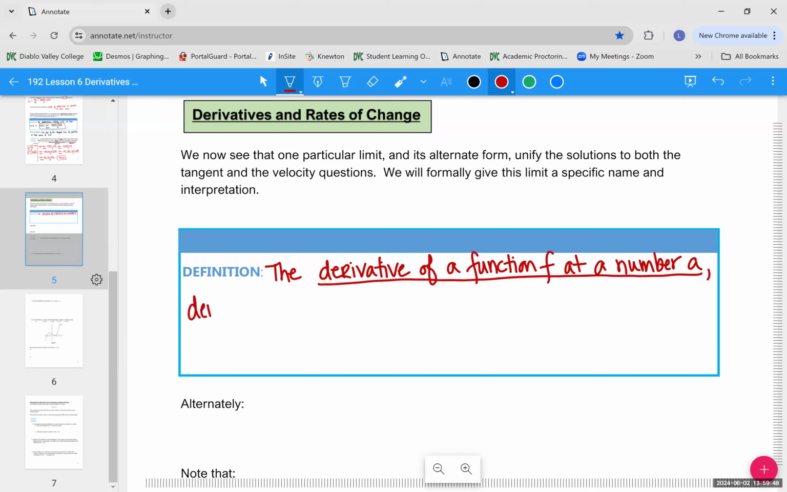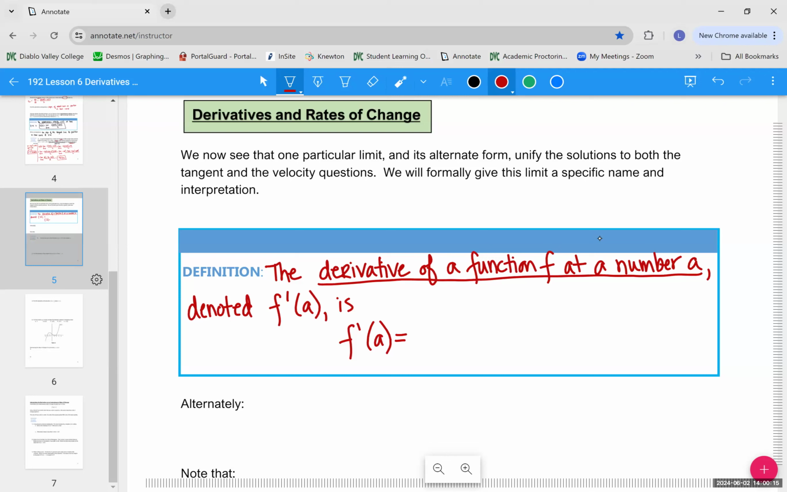Denoted, it has its own notation, which looks like an apostrophe. Okay. And we read that apostrophe as a prime. So we read this whole thing right here as f prime of a. Okay. Is exactly what limit we've already been dealing with.